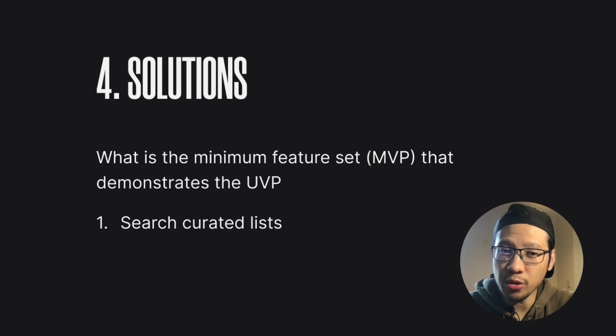Okay, so solutions. What is the minimum feature set, MVP, that demonstrates the UVP? Again, this could be very simple. We're just looking at maybe a search, and curated lists by content creators like myself or even bigger content creators.